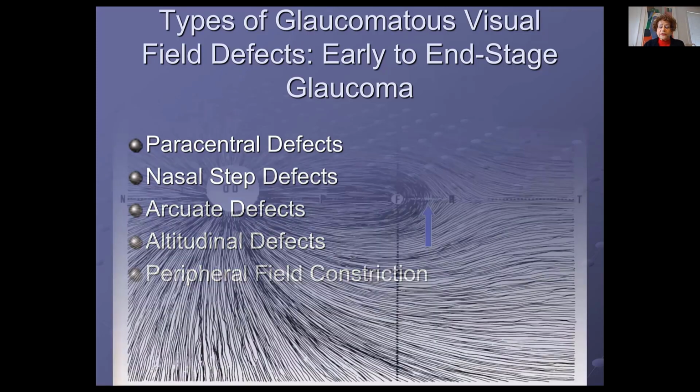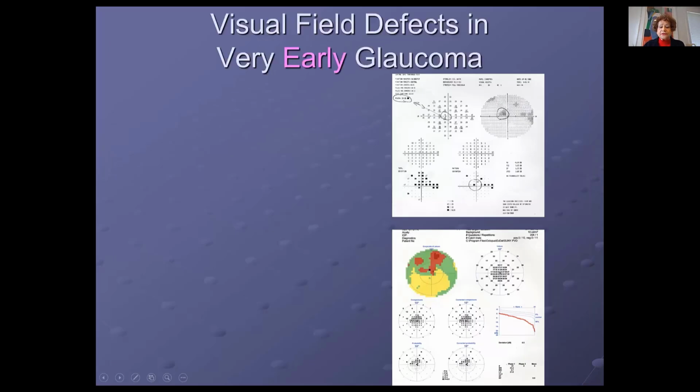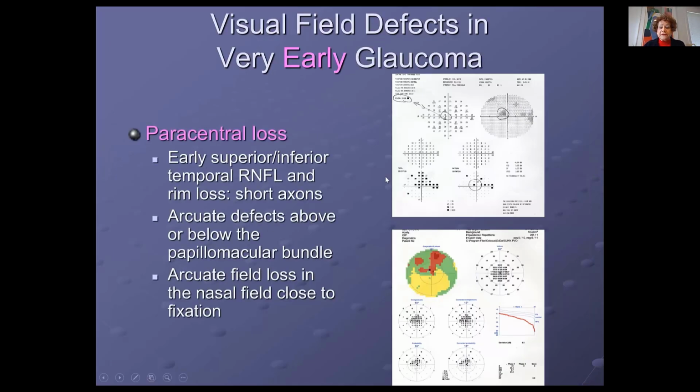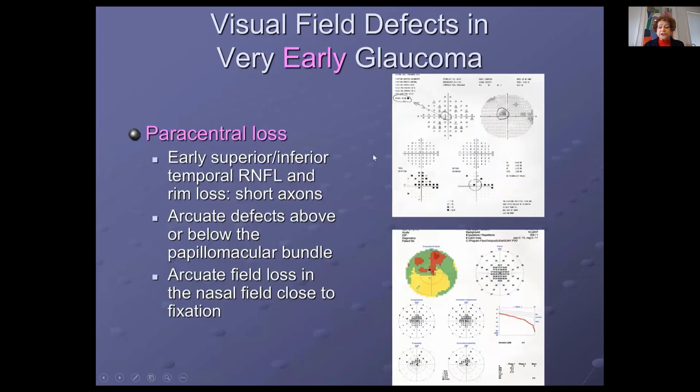So starting out in very, very early glaucoma, we see that the shorter axons are affected near fixation, and that causes what we see as paracentral field loss. That's why these early central fields are important in patients that are early glaucoma suspects. The defects that we see are arcuate in shape, and they are above or below the papillomacular bundle, and we would expect them to be in the nasal field closest to fixation.